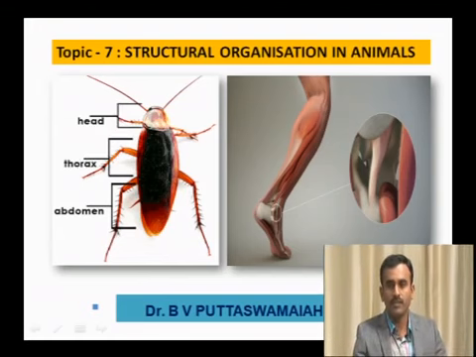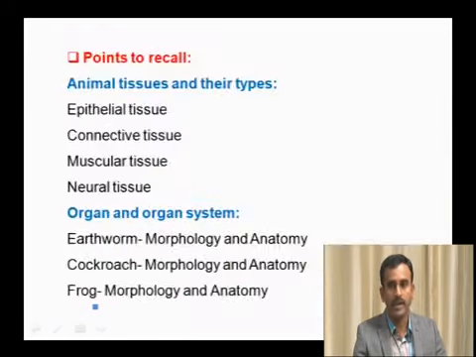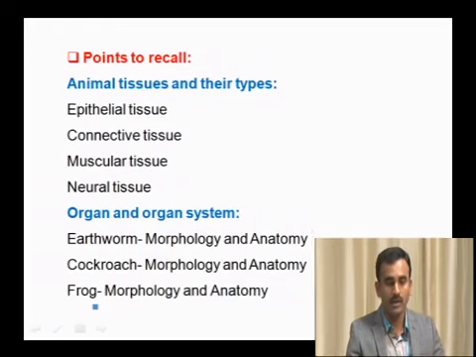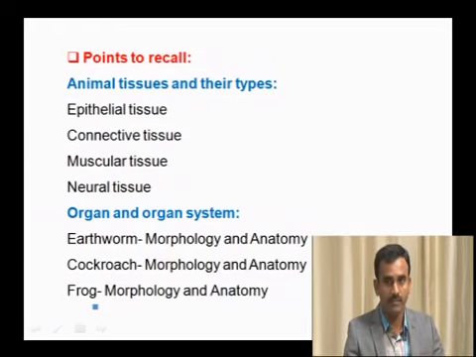Animals are made up of different types of tissues, organs and organ systems. To know about the organization, we need to have the idea about different types of tissues first. In this topic, the main points which we need to recall are different types of animal tissues and their function, structural aspects, and second one, morphology and anatomy of three important animals. According to your syllabus, we need to learn about the earthworm, cockroach and frog morphology and anatomy.